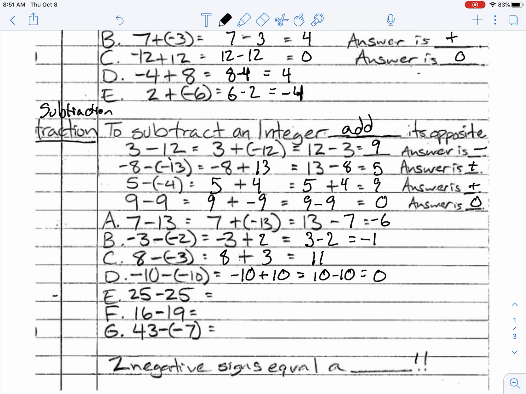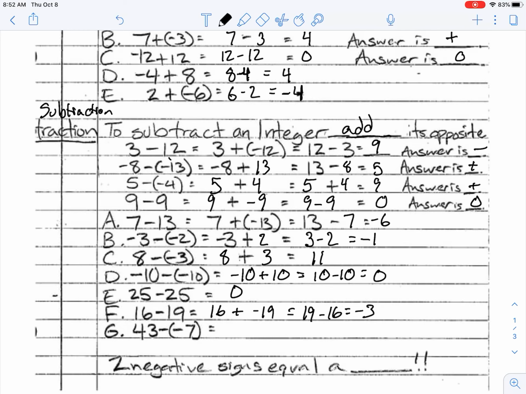25 minus 25, that one's pretty easy. I don't think we need to extend it out here. So we'll have 0. 16 minus 19, so that's going to be 16 plus -19. Go 19 minus 16, which is 3. And do you think our answer will be positive or negative? Well, -19 has a bigger absolute value than 16, so I'm hoping you said that would be negative.